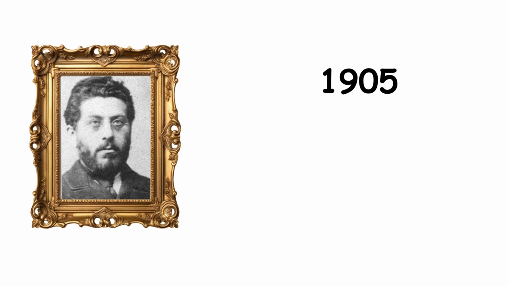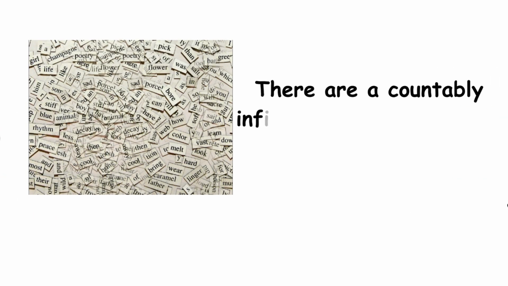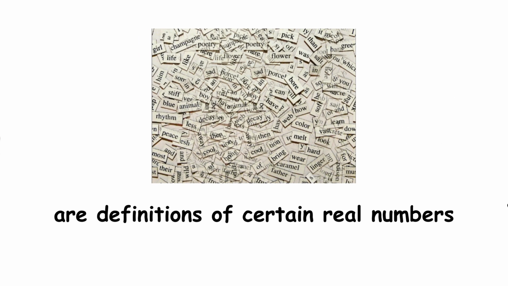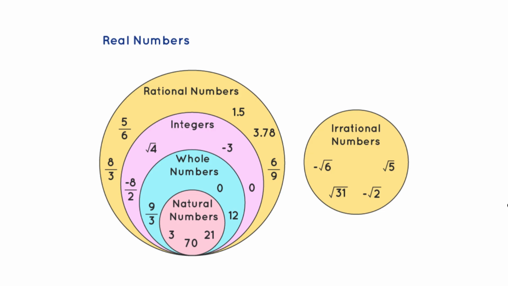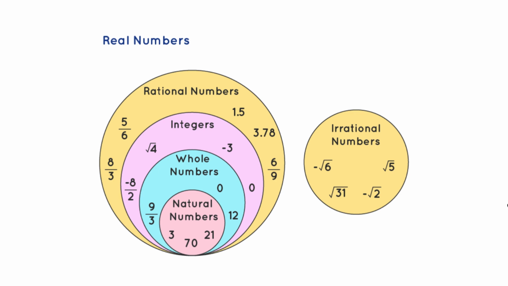König's paradox. König's paradox was published in 1905 by Hungarian mathematician Julius König. It can be stated like this. There are a countably infinite number of finitely long sequences of words. Of those word sequences, some of them are definitions of certain real numbers. So, the number of finitely long real number definitions is also countably infinite. This means that the set of real numbers that can be finitely defined is countably infinite, forming a subset of the set of real numbers.